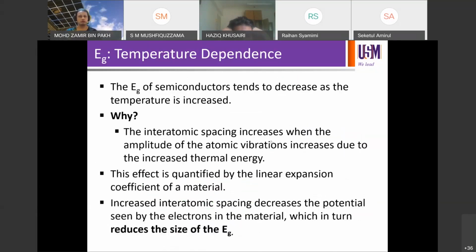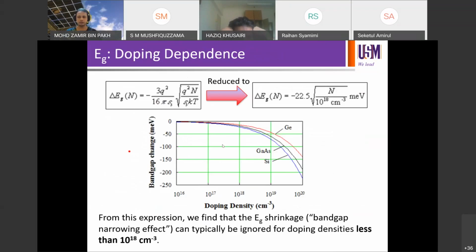So it decreases. Why? When it's heated, the interatomic spacing increases with the amplitude of the vibration. The moment you heat up the atoms, they're going to vibrate. Hence the effective interatomic spacing between the atoms increases due to increased thermal energy. This results in a decrease in the potential seen by electrons in the material, which reduces the EG, right?